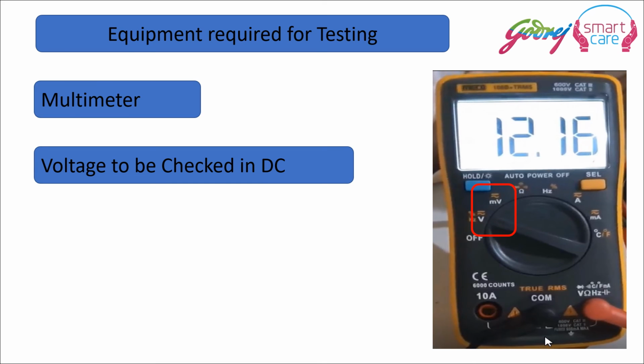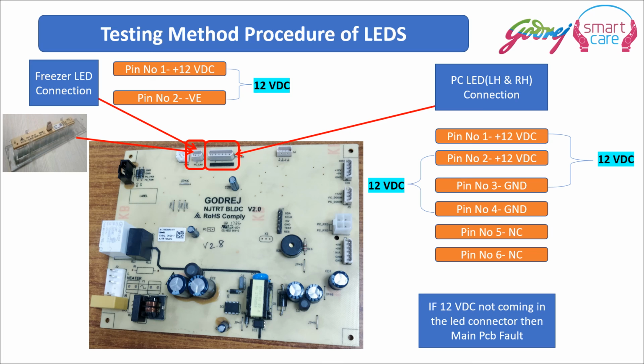Light not glowing symptoms. What we need is a multimeter. We have a freezer LED connection over there at the top. Pin number 1 and 2, 12 volts DC, because the LED lights in all our refrigerators, they work on 12 volts DC connection. The small connector is for the freezer, and the big connector to the right of it is for the refrigerator section, where I already told that we have two LEDs, one at the left and the one at the right. And at both of it, pin number 1 and 2 will give 12 volts DC, pin number 3 and 4 are ground.